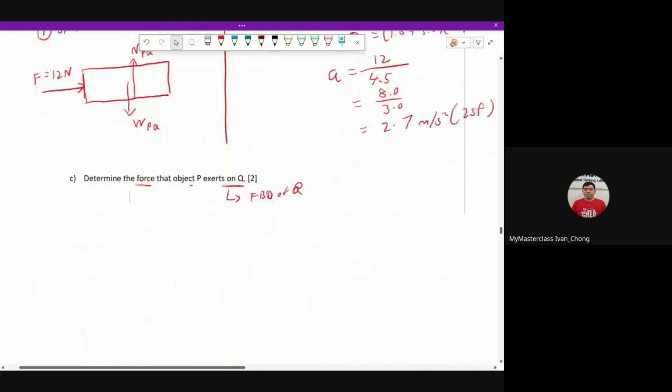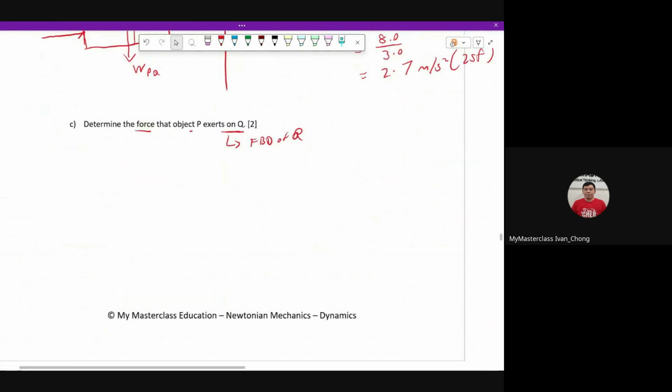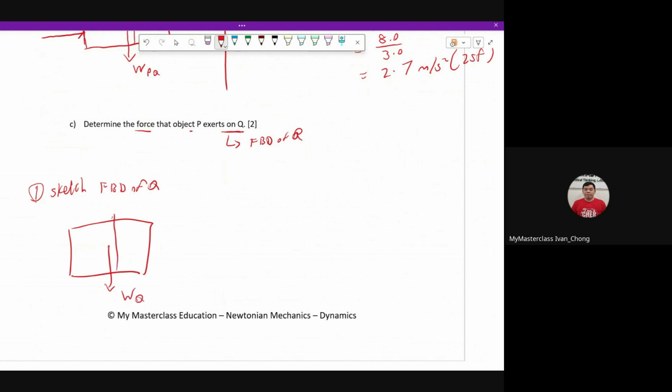So this one is a little bit messy, so I'm going to draw another one down here. Okay, sketch the free body diagram of Q. So we just draw this. This is Q. You have the weight of Q. You have the normal contact force of the surface. And you also have the N of P. Okay, so there are no other forces. Number 2, we write our favorite formula: big F, small f, equals M times A.